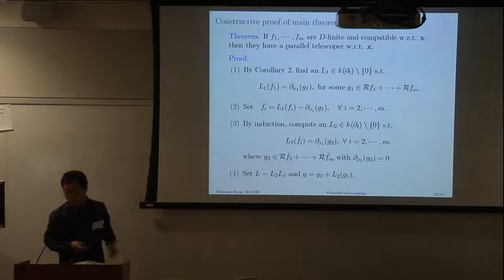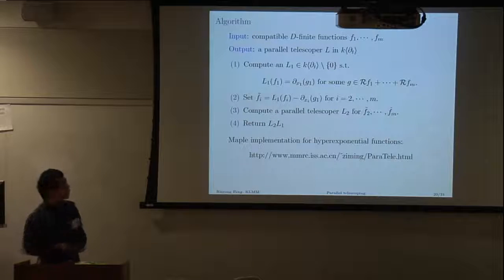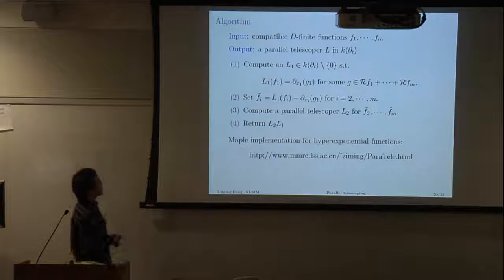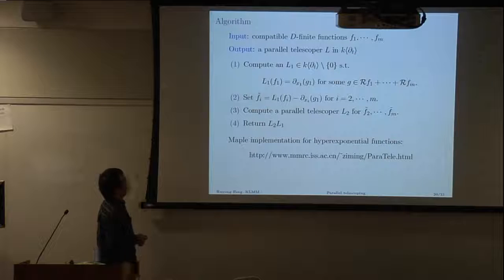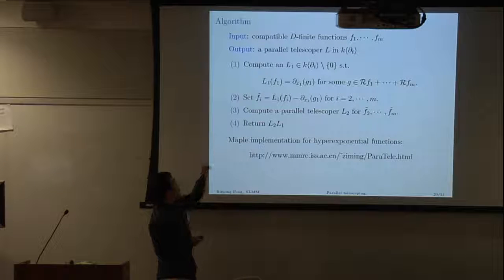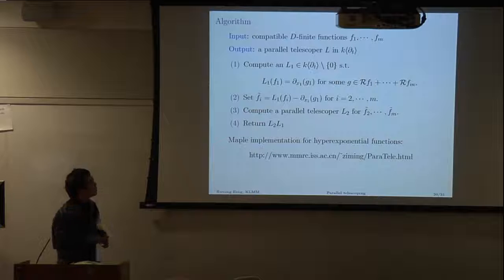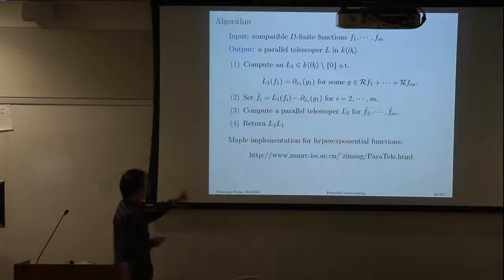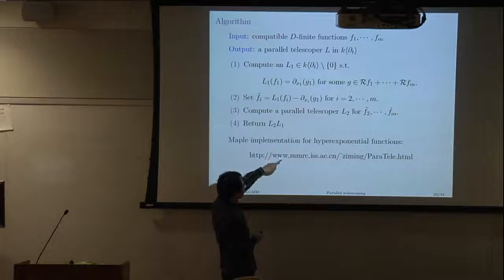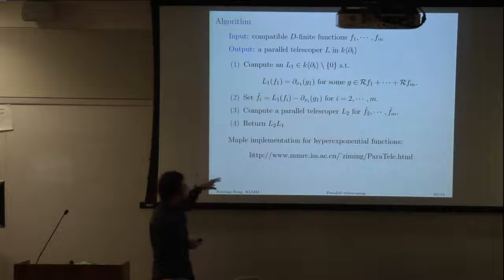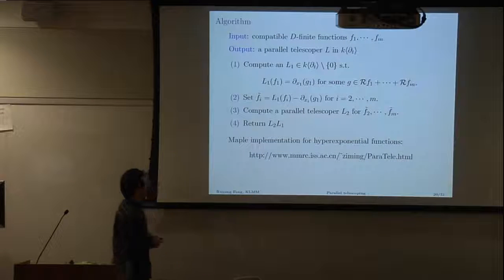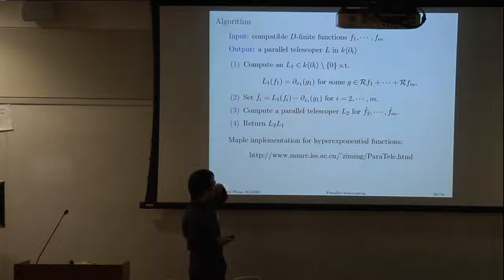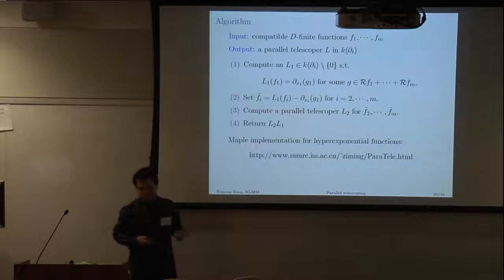So from this proof, we have the following algorithm that, given compatible definite functions, will output a parallel telescoper L. And we have implemented this algorithm for hyperexponential functions in Maple, and the implementation is available on this link.